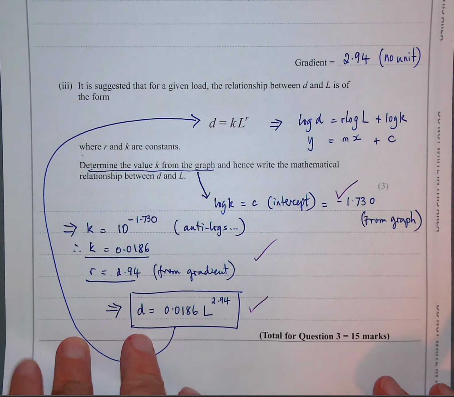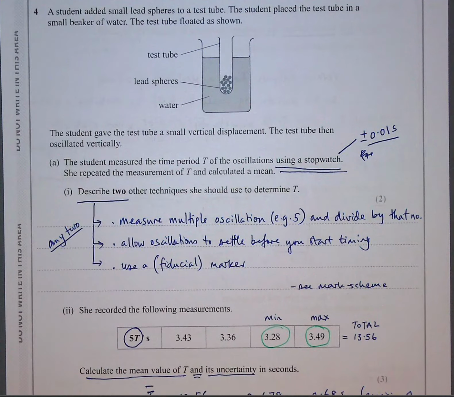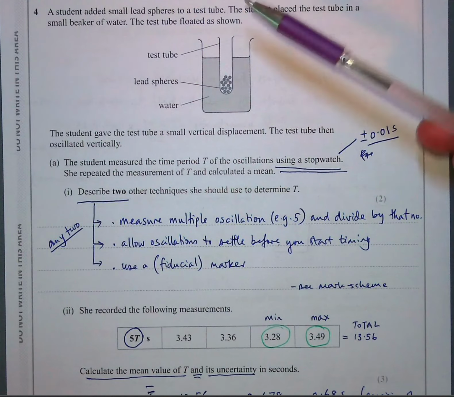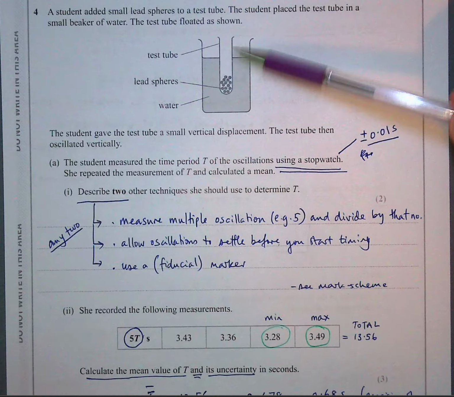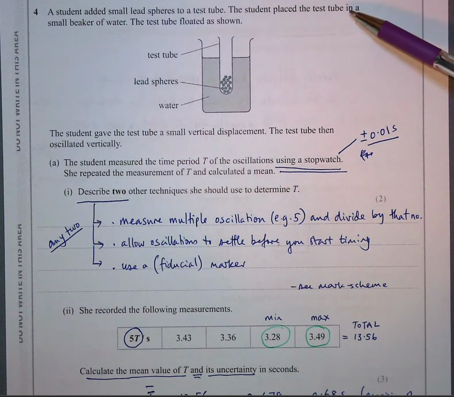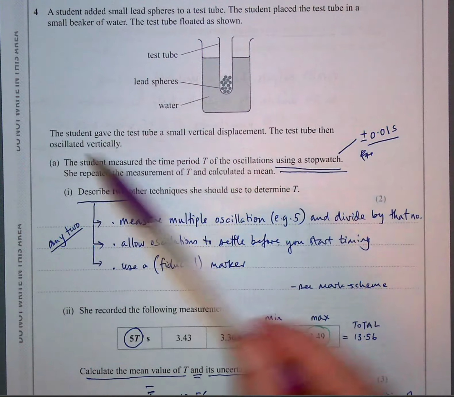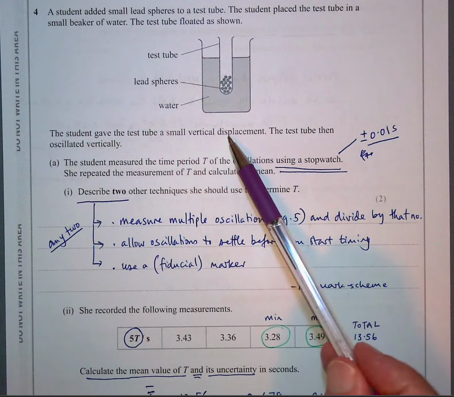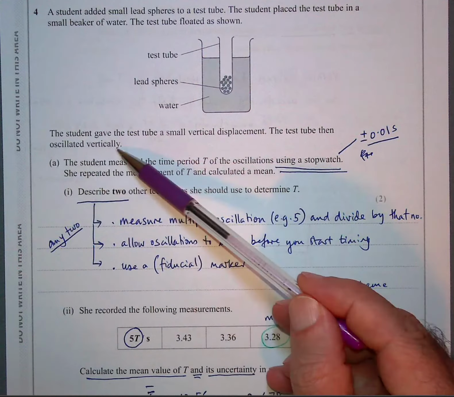We're now on the final question, which is an oscillation question. The oscillation is by adding small lead spheres to a test tube inside a liquid. The student placed the test tube in a small beaker of water. The test tube floated as shown. The student gave the test tube a small vertical displacement. So vertical means up and down. The test tube then oscillated vertically.